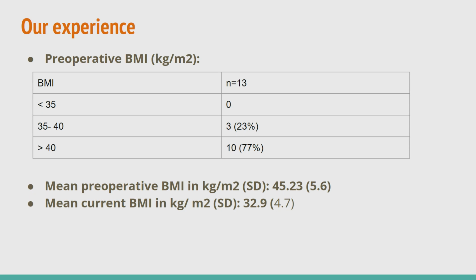The preoperative BMI was in the range of 35 to 40 for 3 patients. More than 10 patients had a BMI of more than 40 kilogram per meter square. The mean BMI was 45.23 kilogram per meter square, and the mean current BMI after these patients underwent bariatric surgery is 32.9 kilogram per meter square.